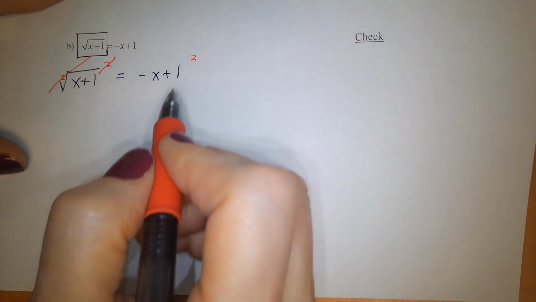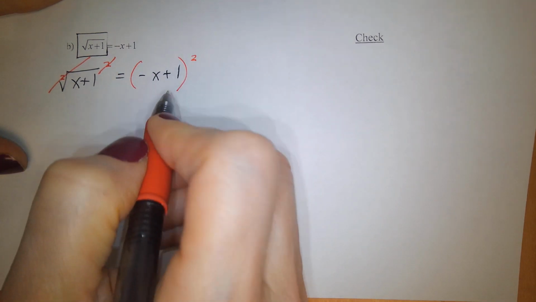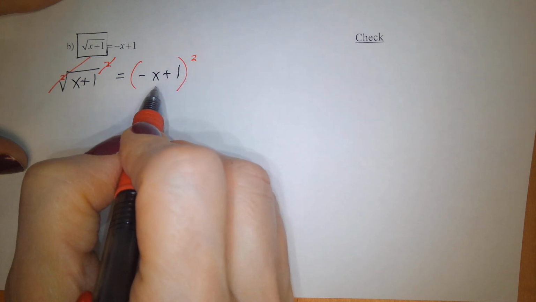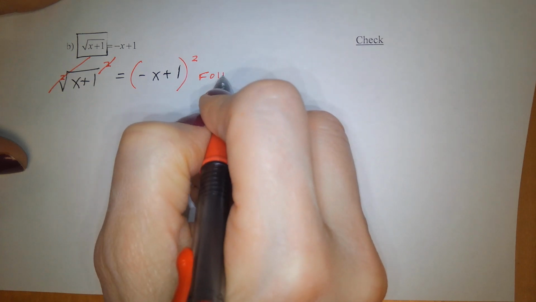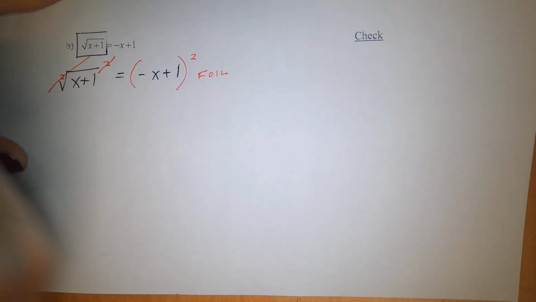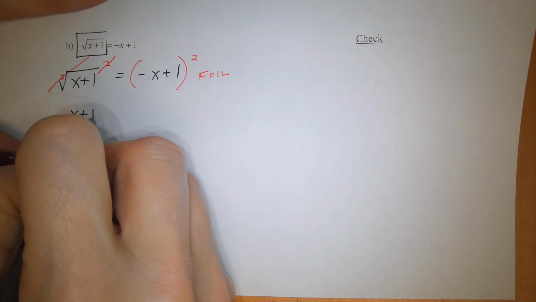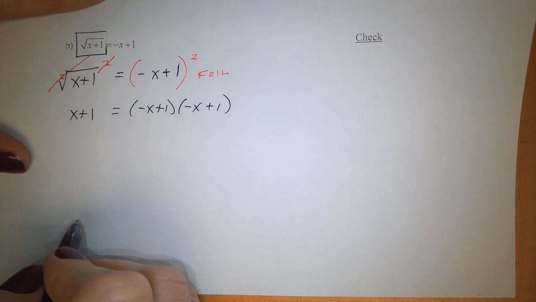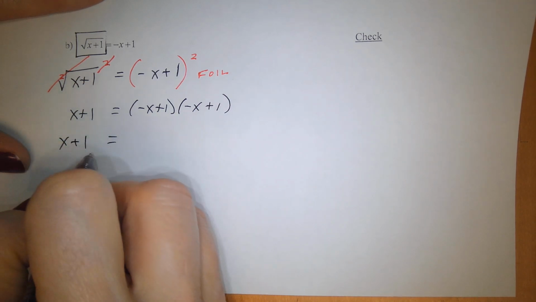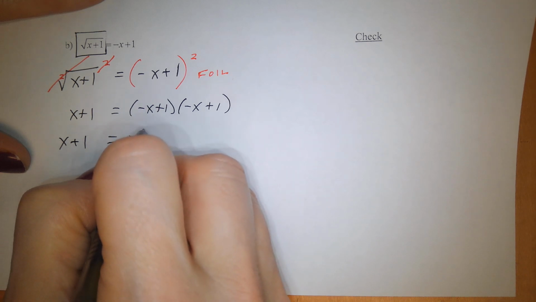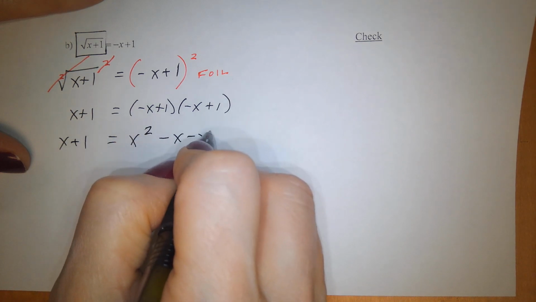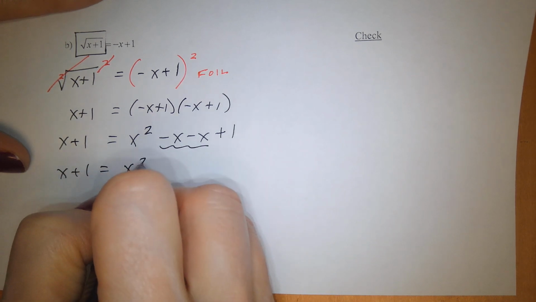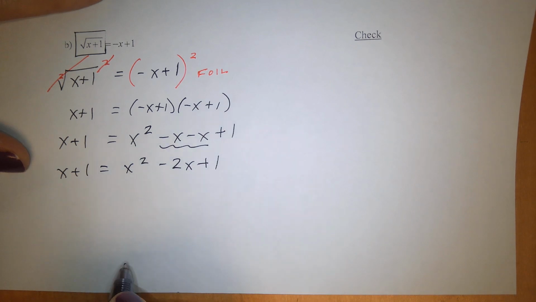Now we're going to square this whole side, but that means we have to square the whole side. So this actually turns into a FOIL problem on the right-hand side. So make sure we FOIL all of this. So that's going to give me x plus 1 equals negative x plus 1 times negative x plus 1. When we FOIL everything on the right side, we're going to get x squared minus x plus 1. Combine like terms, x squared minus 2x plus 1.